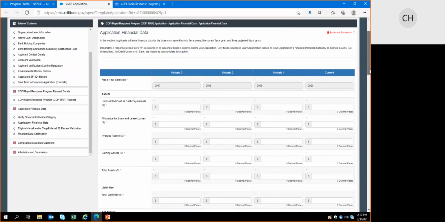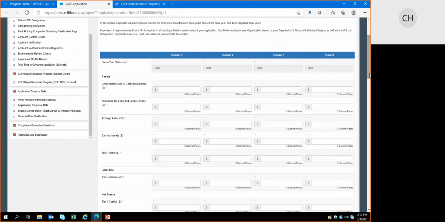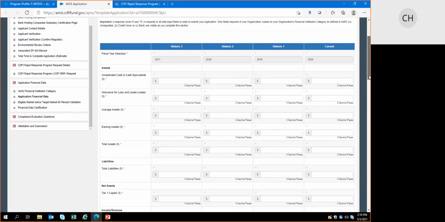Again, this page should look very familiar to you. One thing that's going to be a little bit different in the RRP application versus the CDFI program or NACA program application is that you're only completing 3 years of historic financial data and your current year of financial data. In the CDFI and NACA programs, you're going to be completing 3 years of projected financial data. We are not utilizing projected financial data in the RRP program, so therefore we're not collecting it. But again, this page should look very familiar to you.